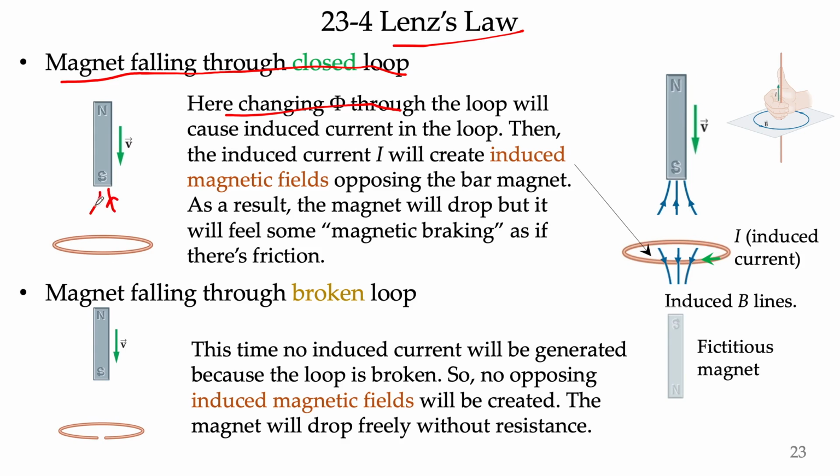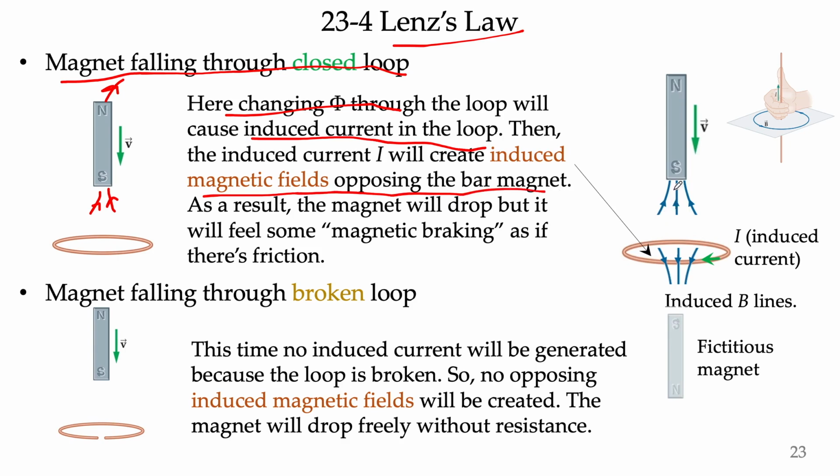They are in the up direction because this is the South Pole. Magnetic field lines go into the South Pole. They go out of the North Pole. Okay, so as this falls down, of course, it's getting closer and closer to the loop. So here, the changing flux through the loop will cause induced current in the loop. Then the induced current will create induced magnetic field lines opposing the bar magnet.